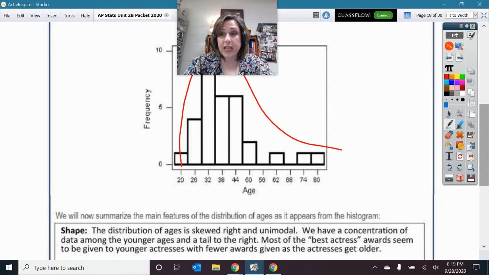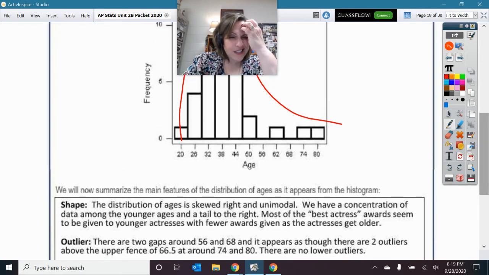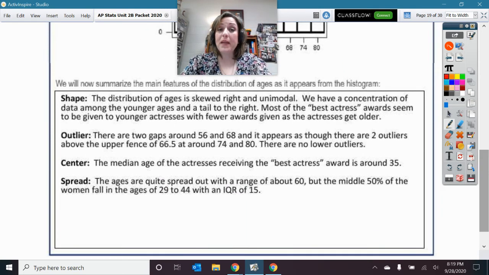Okay, there's our shape. Outliers. So we would actually come in here, and there probably would be a way for us to calculate some information here. Because of the skew, I'm going to use median and IQR. So let me jump down to the center. Because I know that if you have skew, then you must choose to use median and IQR.